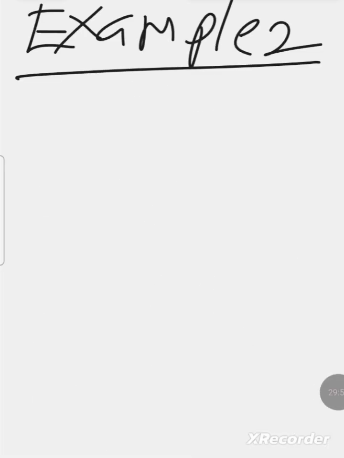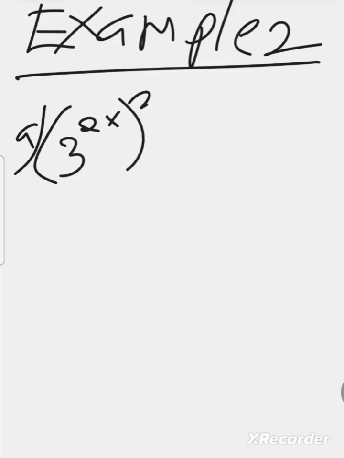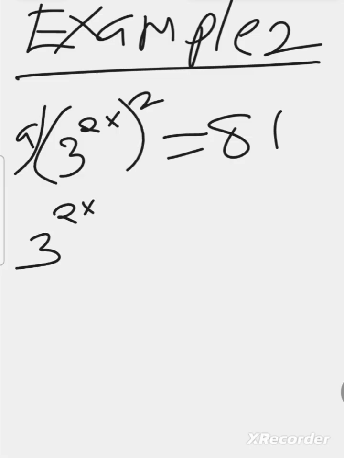Let us look at example 2. So example 2, if you are given 3 raised to 2x and everything is squared equals to 81. So that is our example. How do you solve this? If you look at this example, we are going to apply the third law of indices. So this will be the same as 3 raised to 2x times 2.